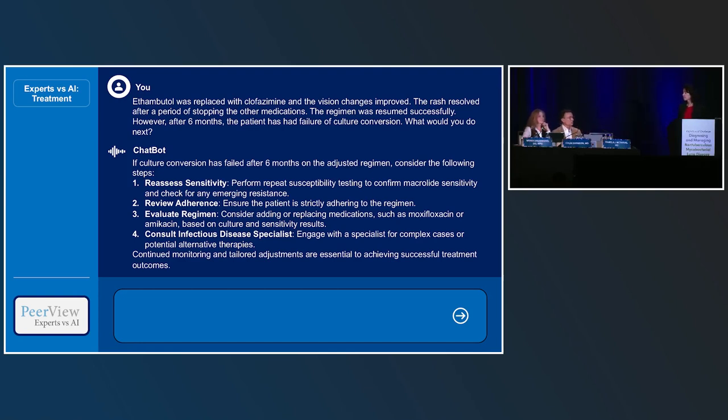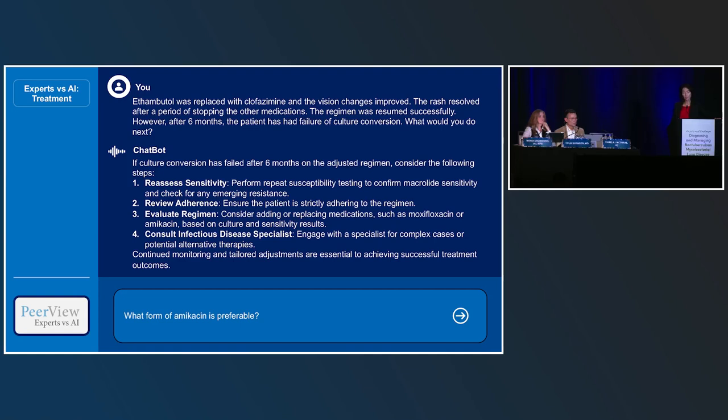And so really, if there's culture conversion, I agree with 1 and 2. But at this point, you'd really want to consider surgical consultation as well. That's an excellent point. So let's see what we have. We have another point down here: in what form is amikacin preferable?